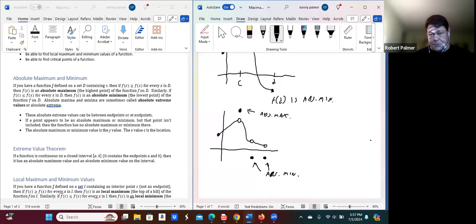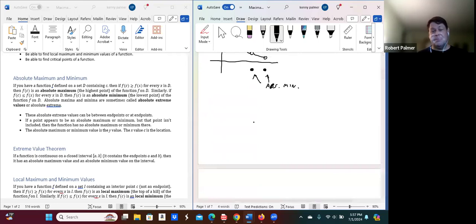Now, there are also ways you can have a function with no absolute maximum or minimum. So let's talk about that. A good example of that is f of x equals 1 over x. You've seen this before. It looks like this.